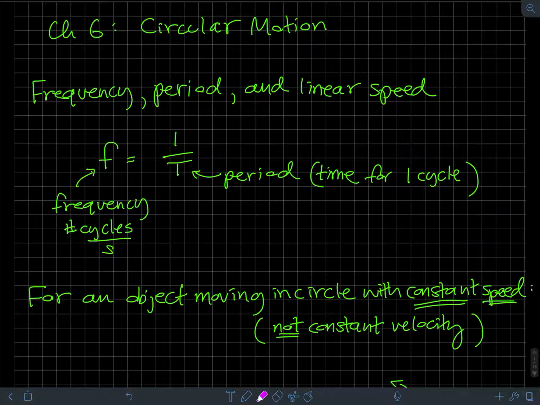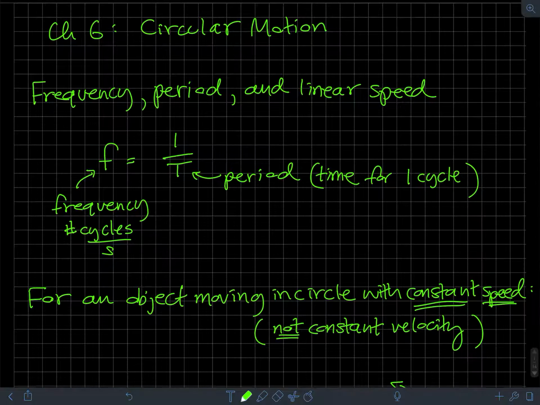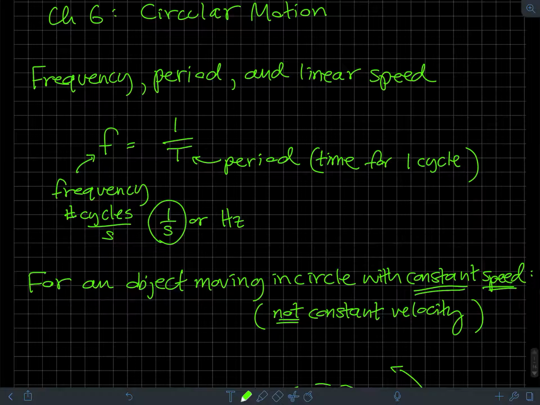Let's talk quickly about the units for frequency. The units for frequency are cycles per second, but cycles isn't really a unit, so it's really just 1 over seconds, or we can call this hertz, Hz. But we do want to know that it's 1 over seconds. And then what would be the unit for period? If you answered seconds, you are correct. So period is in seconds, and frequency is in 1 over seconds.